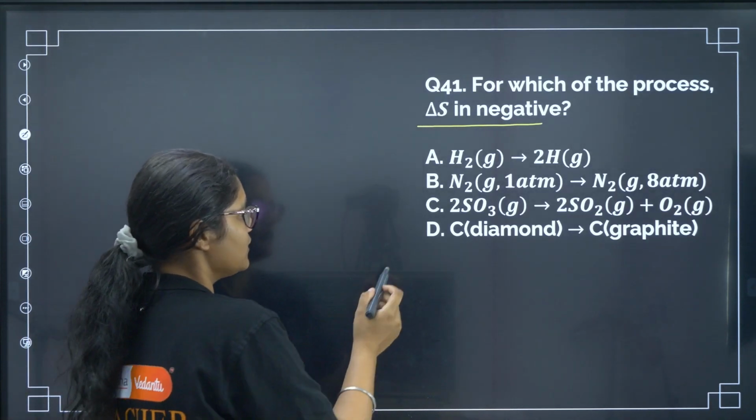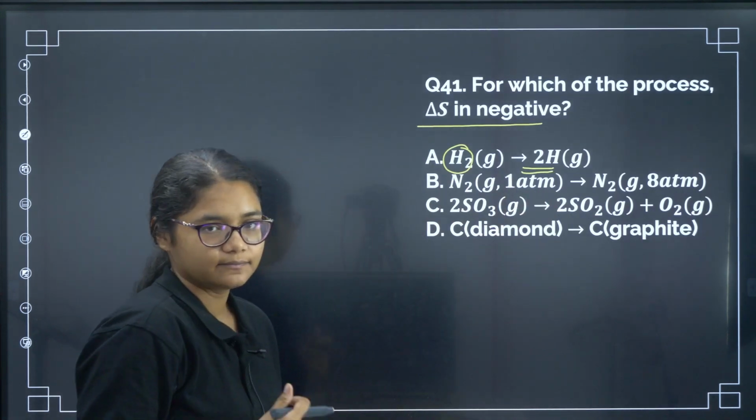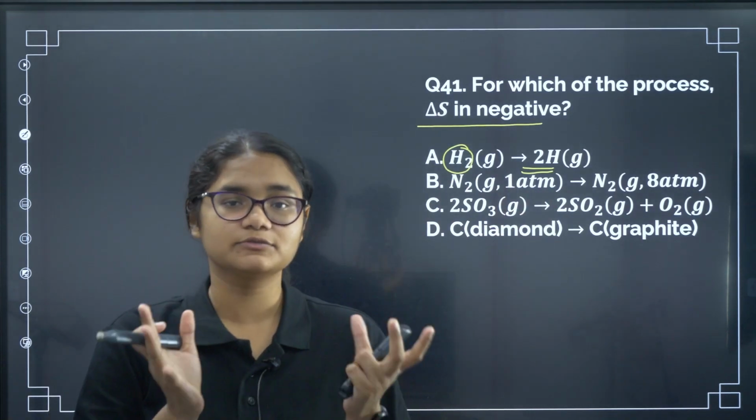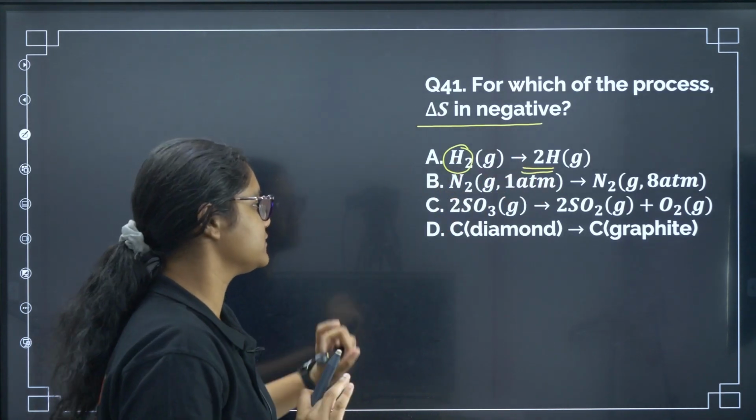Now if you see here, it means more randomness. This was a molecule, and here we are having 2 atoms. So the randomness of 2 atoms will be more. So that is why this one will be positive. Delta S is positive in case of option A.